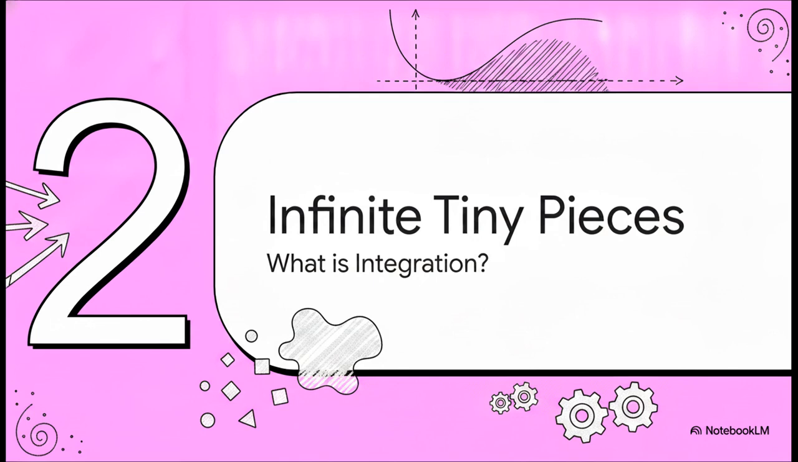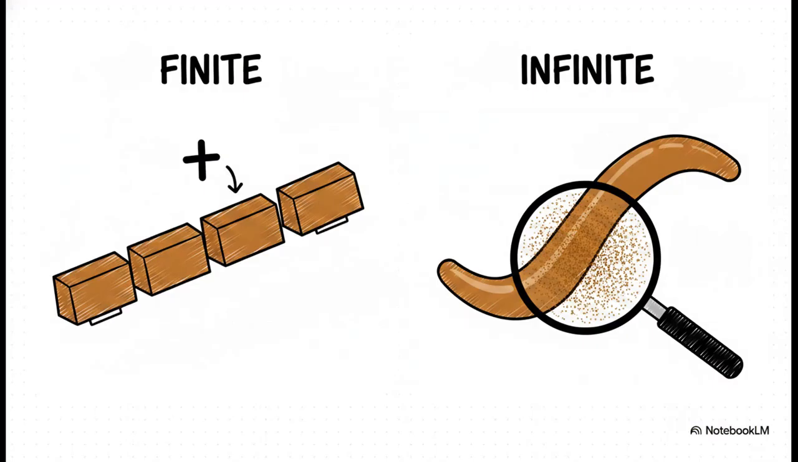Adding infinite tiny pieces. Now, before we look at any equations, let's establish exactly what integration actually is out there in the real world. This brilliantly illustrates the core difference between two concepts that honestly get confused all the time. Summation is for adding finite pieces. It's totally countable. Think of taking 5 2-meter chunks of a rod and adding them together to get a total of 10 meters. Easy, right?